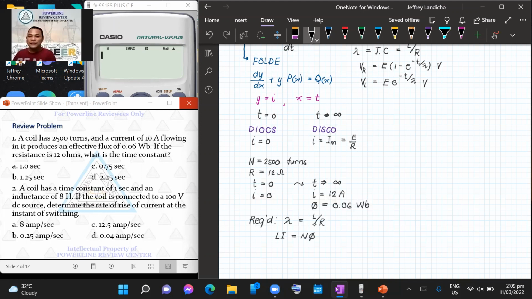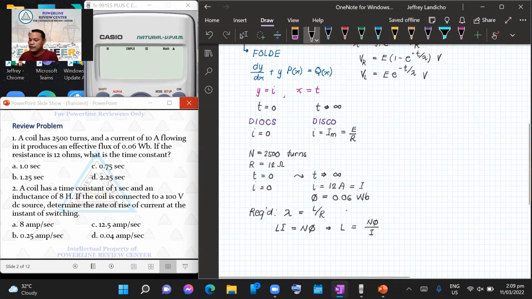Do you remember Lino? So, inductance times the current equals the number of turns of that coil and the corresponding flux. So, as time approaches infinity, the current is at its maximum value, which is the current required to provide the corresponding flux of 0.06. Therefore, using this formula, we know that inductance is the number of turns times flux over the corresponding current. So let us substitute it into our equation so we can compute the time constant at once.